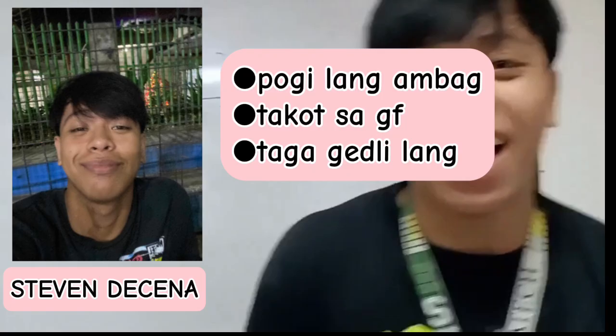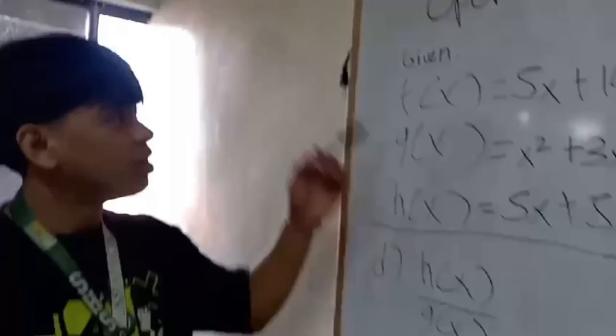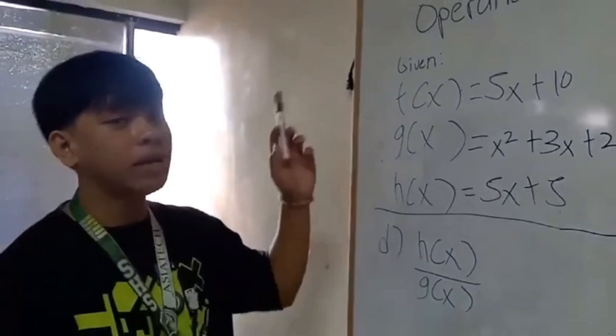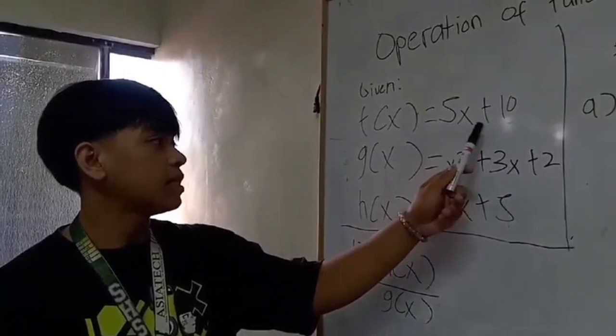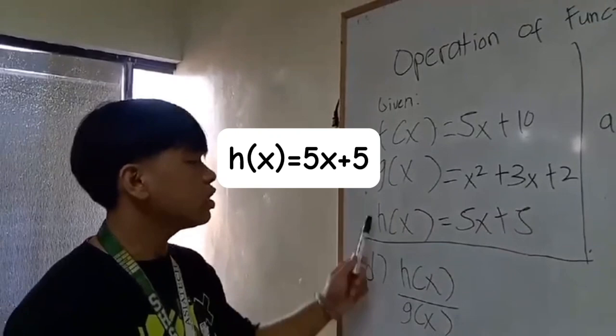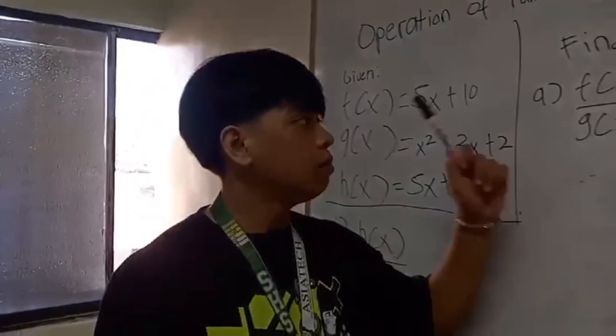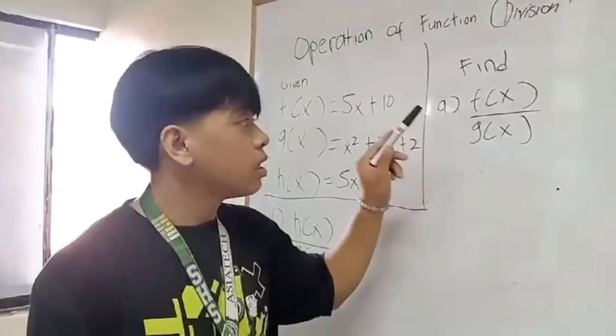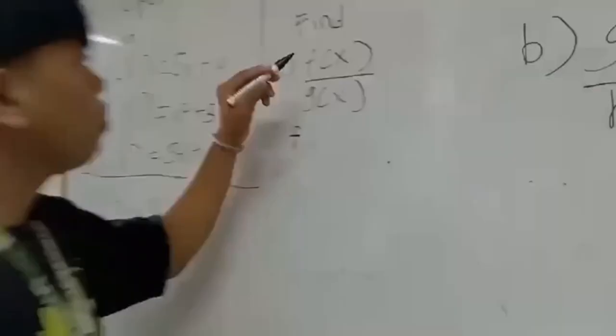And we are Sample! So we have an example given. f of x is equal to 5x plus 10, g of x is equal to x squared plus 3x plus 2, and h of x is equal to 5x plus 5. So we have a question in here. The given is f of x divided by g of x. So we substitute the x with 5x plus 10.